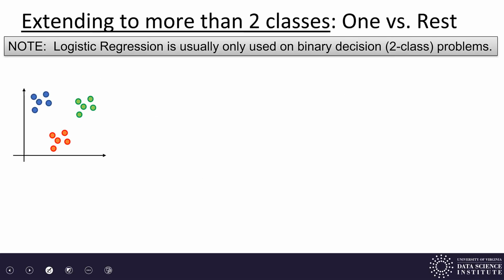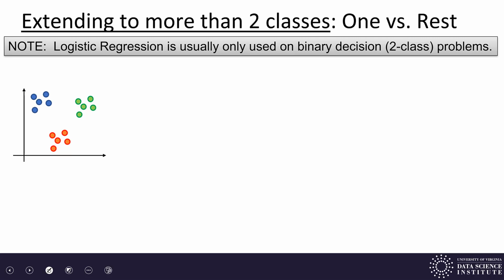Now let's talk about what we use to extend logistic regression to more than 2 classes. We use this process called one versus rest. Now, logistic regression is really most often used on binary decision or 2-class problems. There are other methods that are usually more effective on multiple class problems, but this process of doing one versus rest is common, and it's worth walking through at this point. When you have a prediction algorithm that's set up originally to detect a 2-class problem, and you want to extend that type of 2-class problem to multi-class problems.